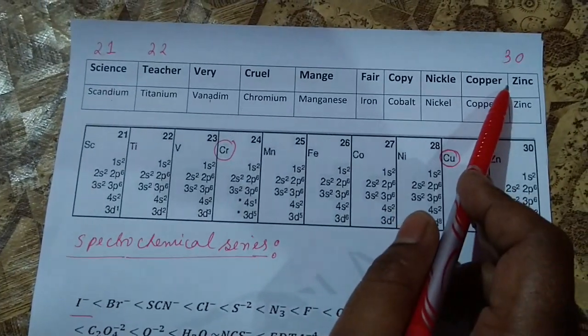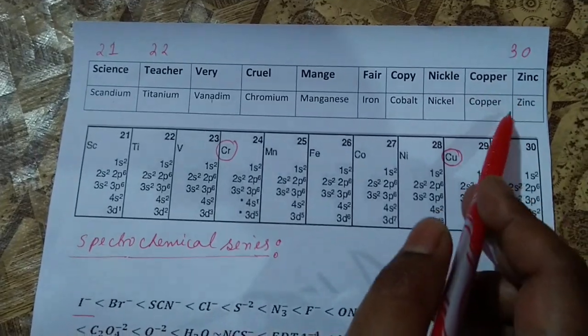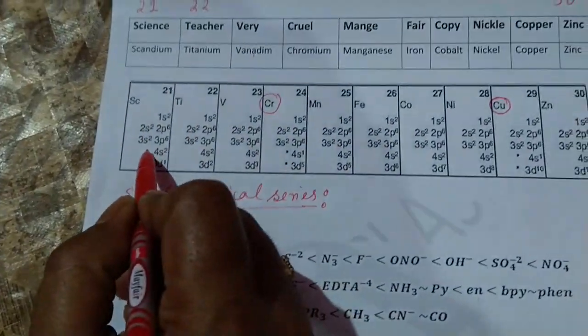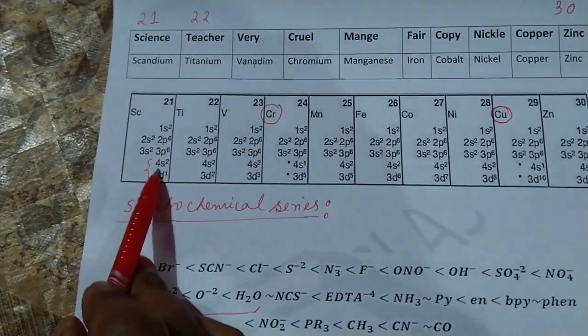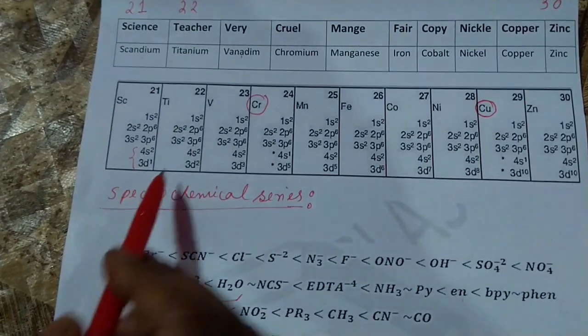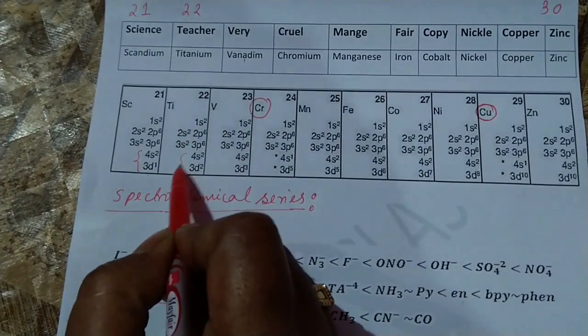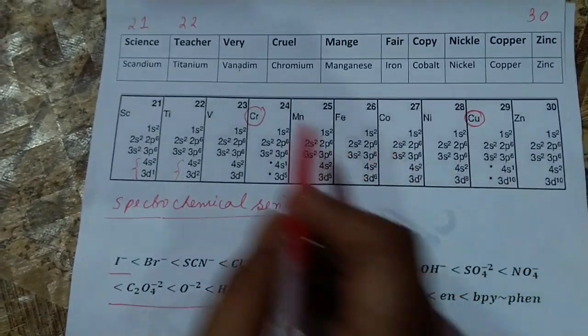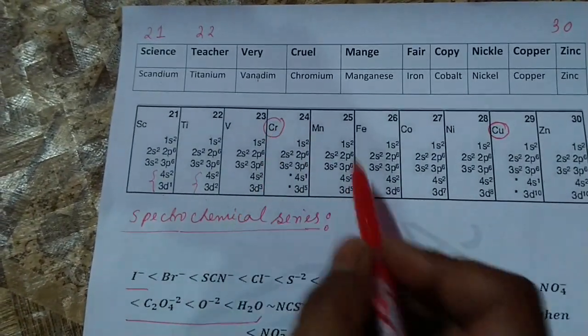The first letter, or first one to three letters, is equivalent to the element. So scandium is 21. See the outermost electronic configuration, that's 4s2 and 3d1. Titanium is 4s2 3d2. So it continues, but we have to take a special look at chromium.